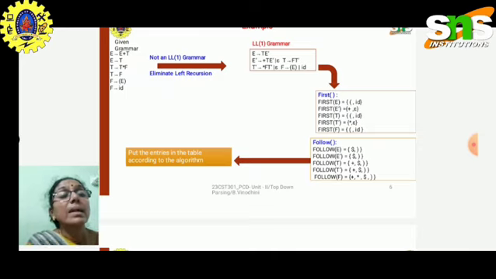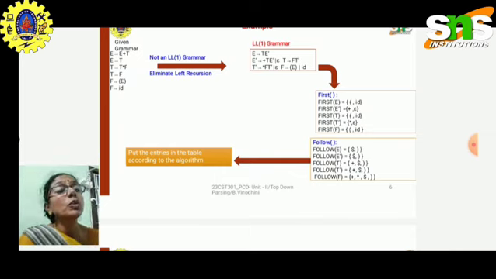Next is the follow of T dash. What is the follow of T dash? Take the production T tends to F T dash. Based on the rule, T dash is at the rightmost end, so the follow of T dash is equal to the follow of T. The follow of T is close parenthesis, dollar and plus, so that is also included in T dash.